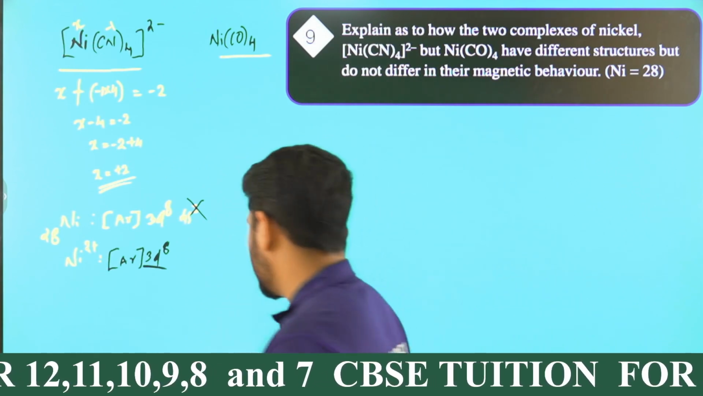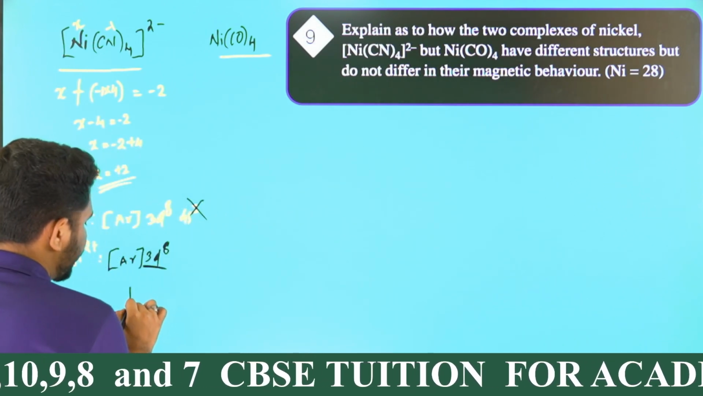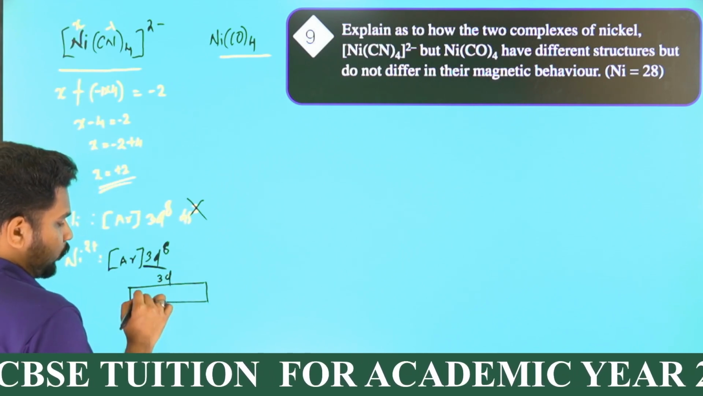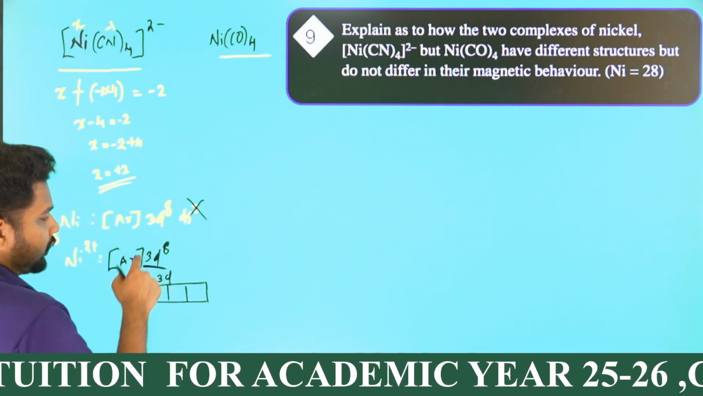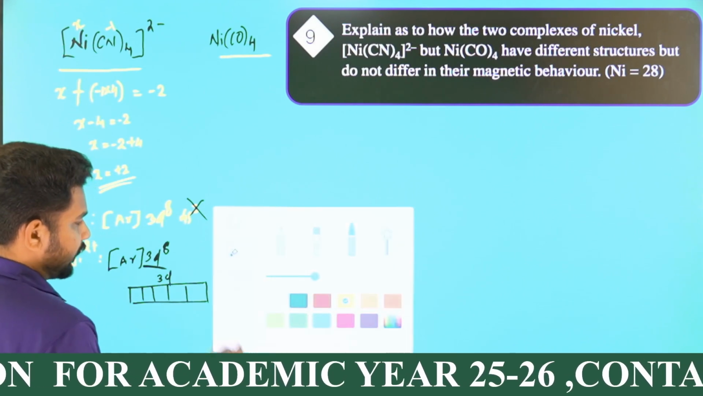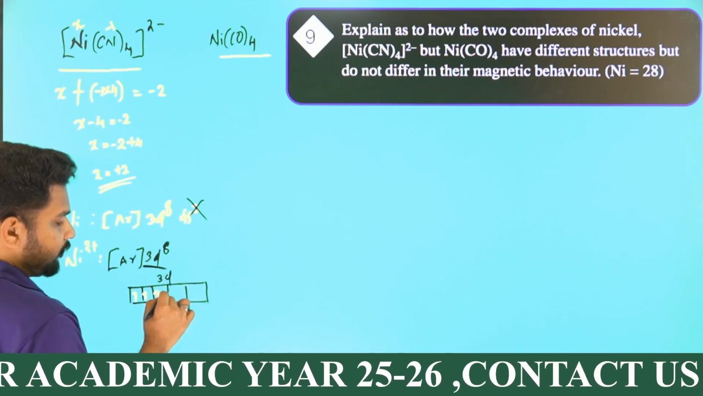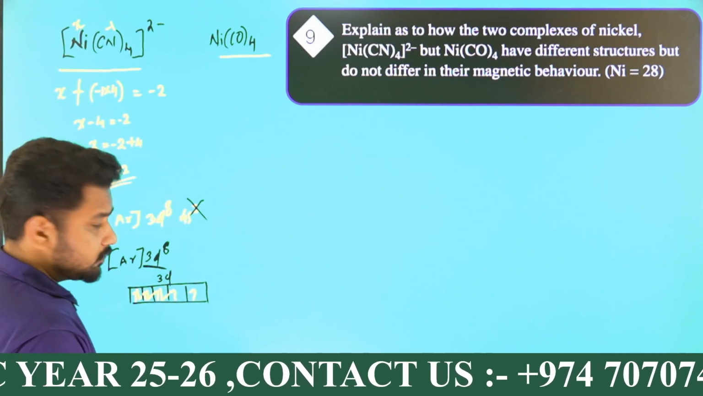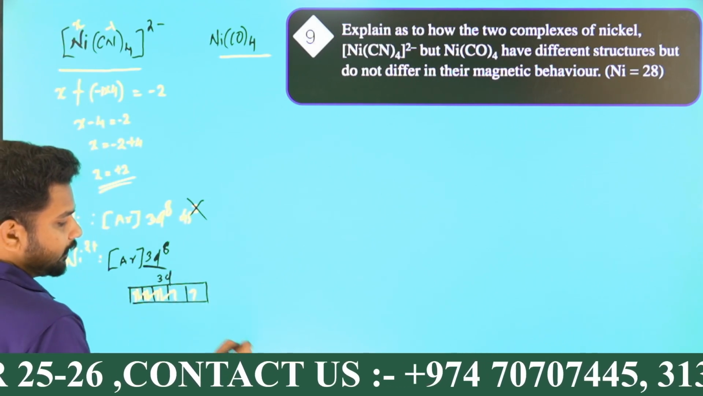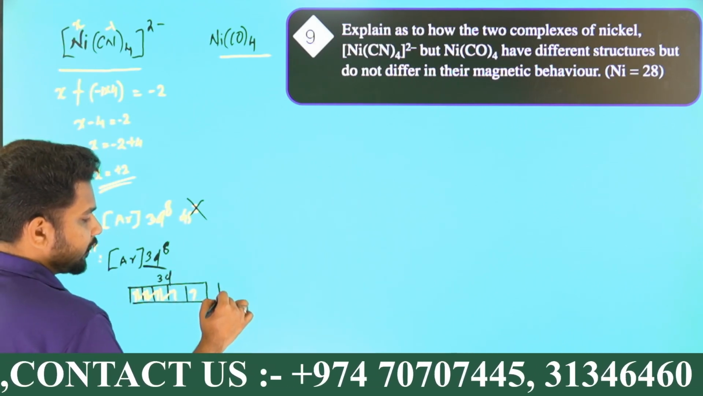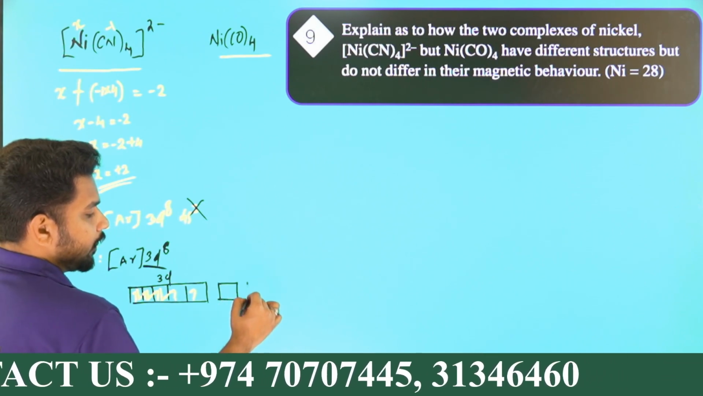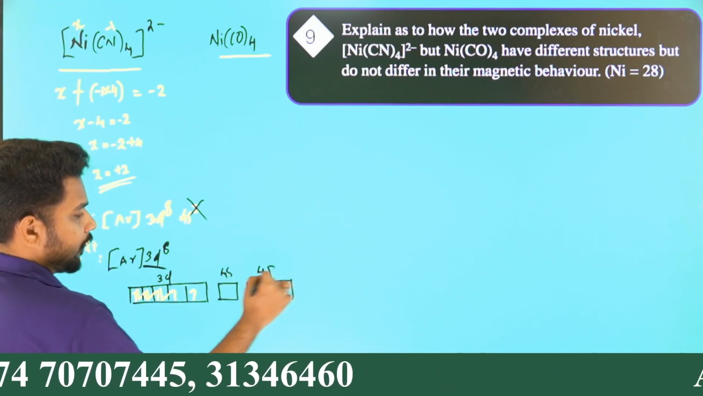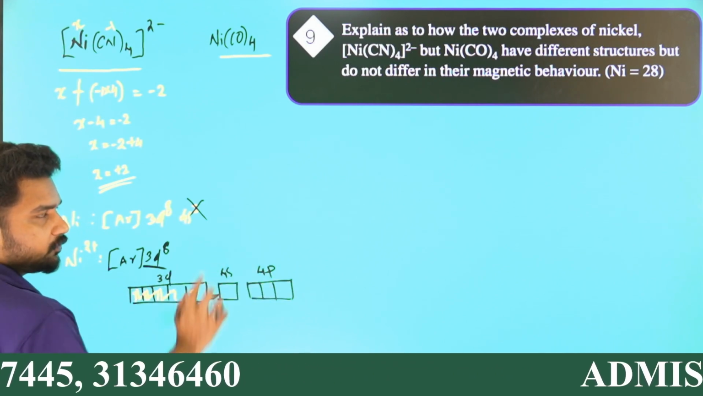Yes, orbital diagram. You have to draw the orbital diagram. How can we draw the orbital diagram of 3d? 3d 1 2 3 4 5. So how many electrons are there? 8 electrons. 1 2 3 4 5 6 7 8. These are the 8 electrons in the 3d orbital, and a few more orbitals are remaining. After 3d, 4s will be there, and also 4p will be there.